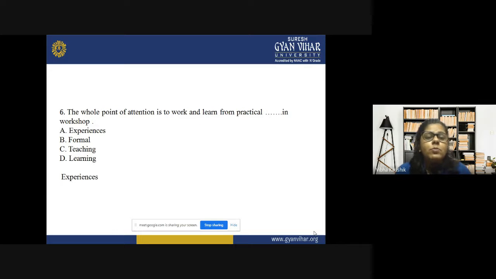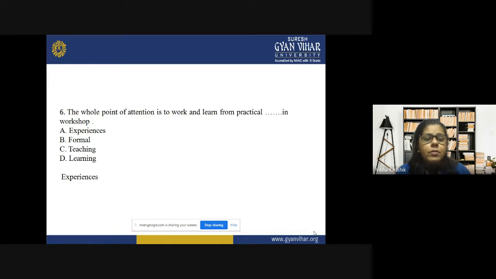Now, sixth one is the whole point of attention is to work. Means the main area, the more focused area on which we are giving attention is that we have to work and learn from practical, and we are learning them through what practicals in dash workshops and in workshops that have been conducted. Now the options are: A.